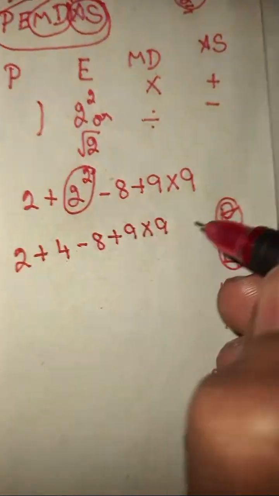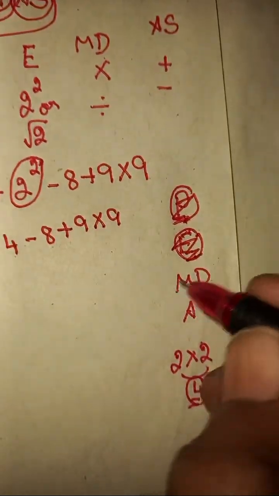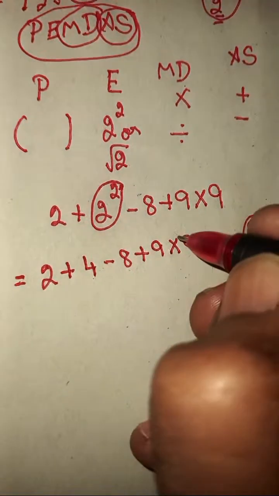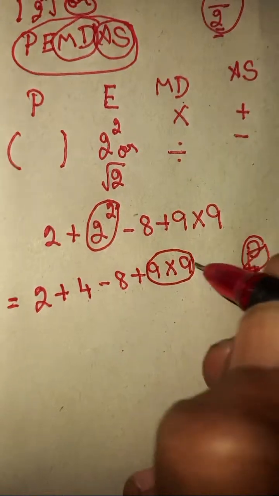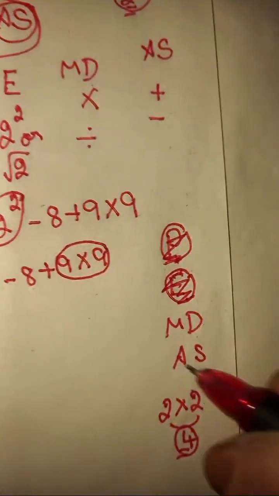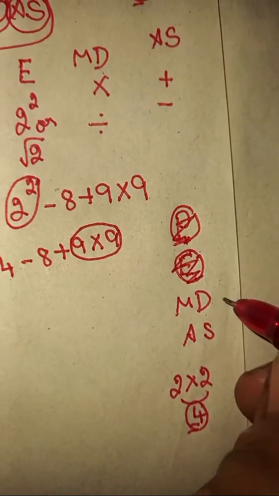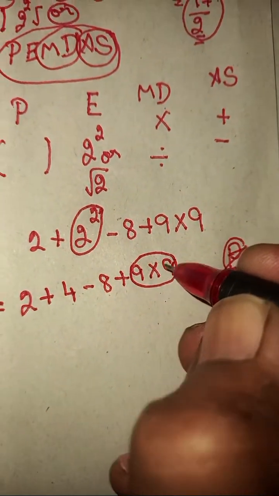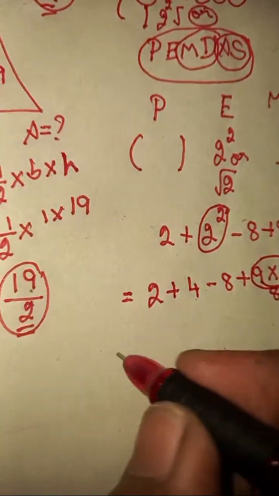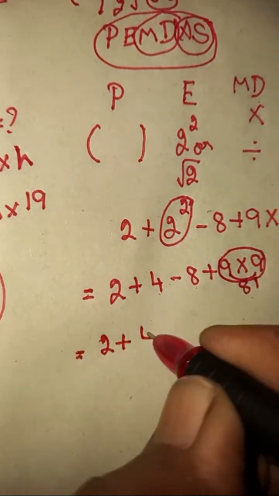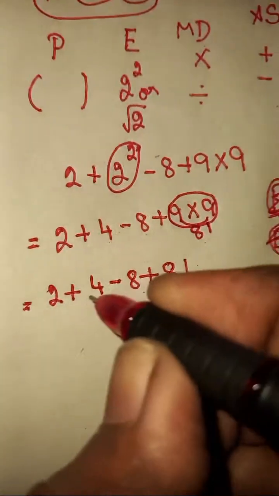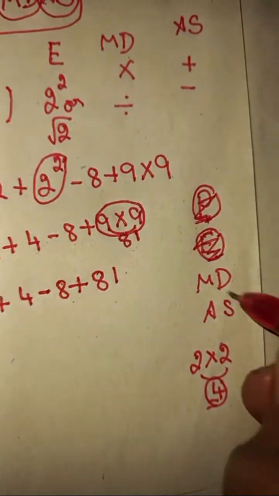Now there are no more exponents. Multiplying and dividing have equal importance. Here we are finding only one multiplication. If 2 or 3 are there, you must do them from left to right. Let's start with multiplying and dividing. Do 9 times 9, which becomes 81. Keep the remaining as it is. That is 2 plus 4 minus 8 plus 81. Now we can see that only adding and subtracting exist.